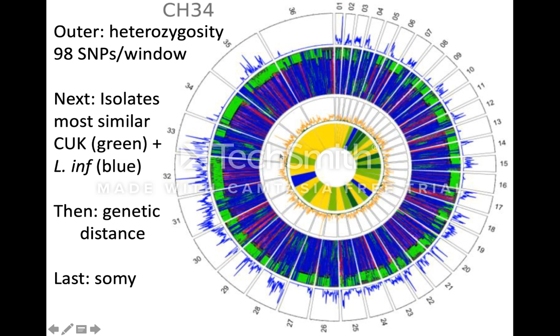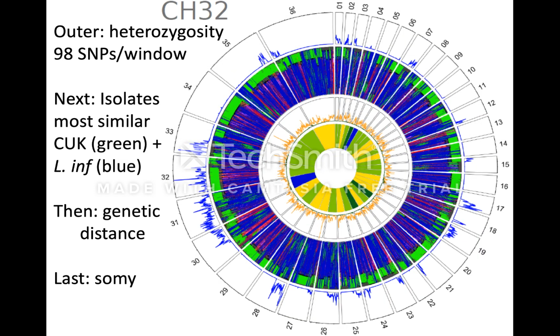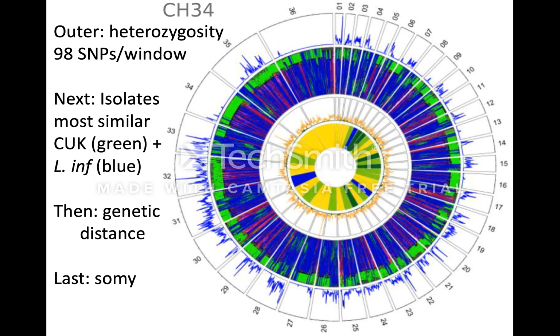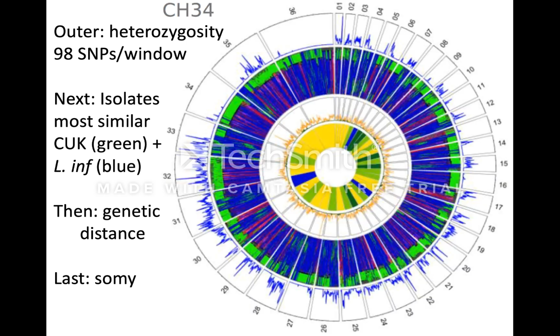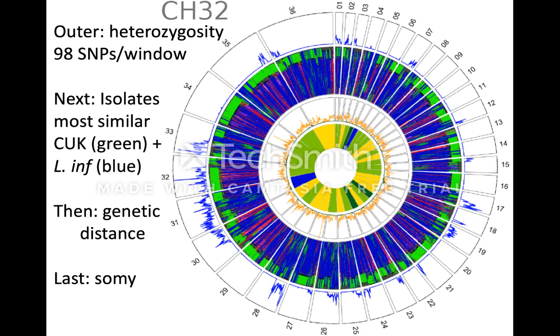And you can see further inside, this is nuclear genetic distance, and inside here is this ring of somy. So we saw previously that CH34 and CH32 are quite different. And what you can see here in the same sort of plot for CH32 is its heterozygosity is lower, and for different portions of the genome. So if we switch back and forth, like this, you can see that the sections that are heterozygous between the two are different. So although these two isolates are genetically similar, their ancestries are not the exact same.